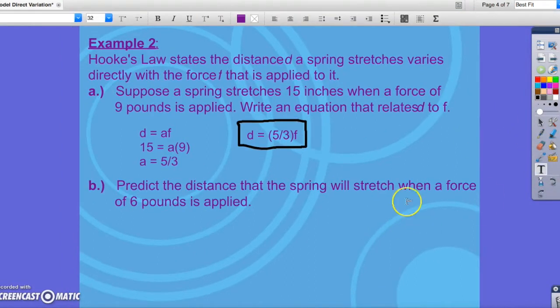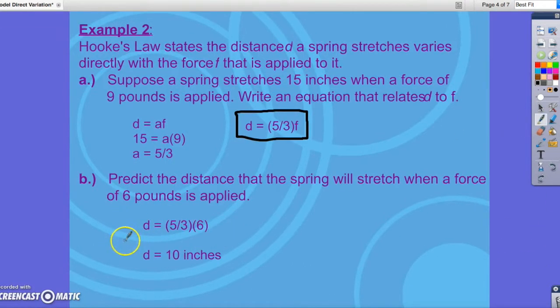Now, knowing that equation, in B it says predict the distance that the spring will stretch when a force of 6 pounds is applied. All right. So 6 is the force. That's why I actually like using the letters, because we know where to plug it in. Instead of saying, well, which one's X, which one's Y. So 5/3 times 6. And when you multiply them out, D equals 10 inches. So the distance the spring will stretch with a weight of 6 pounds on it is 10 inches.